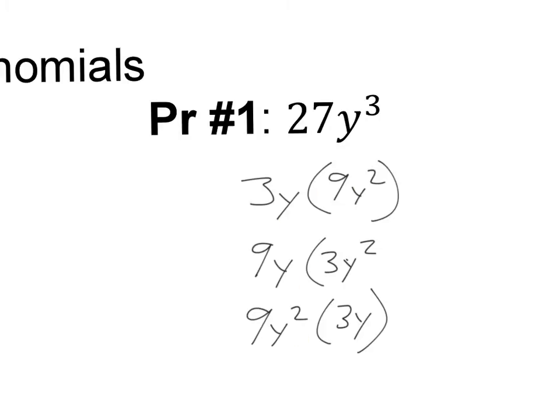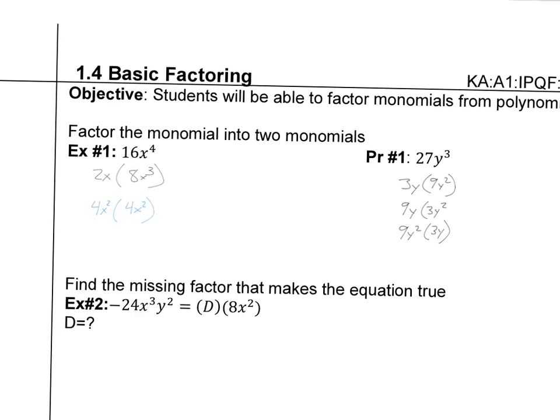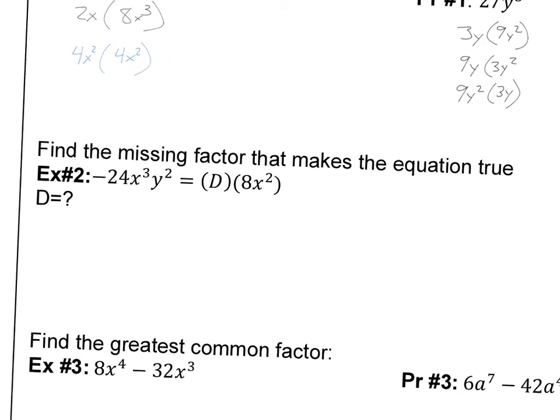Okay, here's a few that I came up with. Essentially the top and the bottom are kind of the same, just different order, but basically 3 times 9 is 27 and y times y squared is y cubed. So any combination of those makes two monomials that equal 27y cubed. Alright, now that we have a little practice with that, let's get to this type of question here.